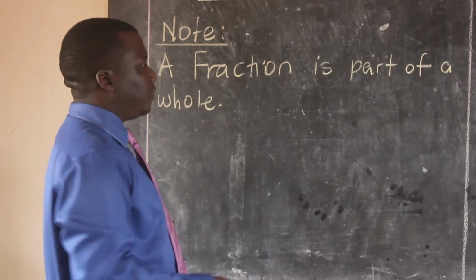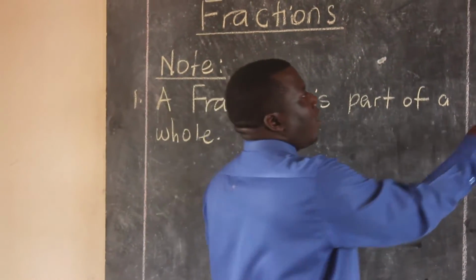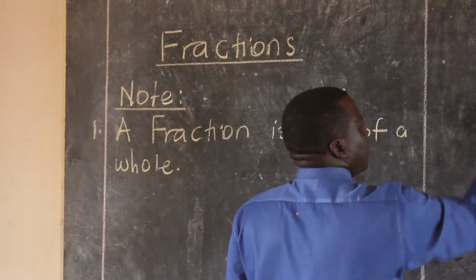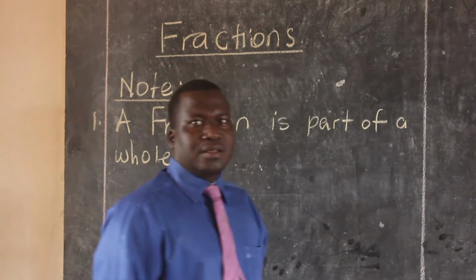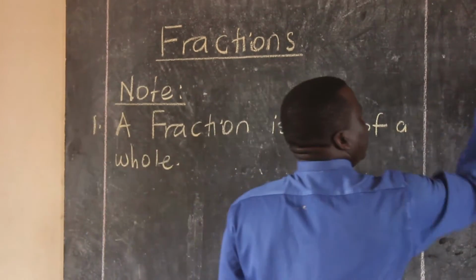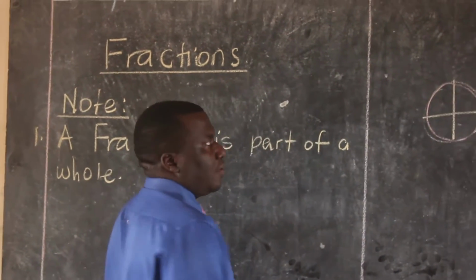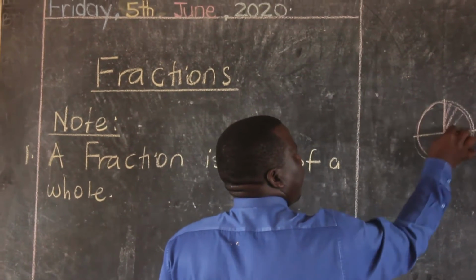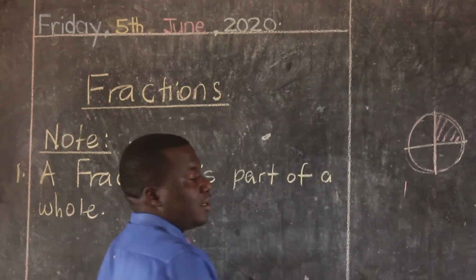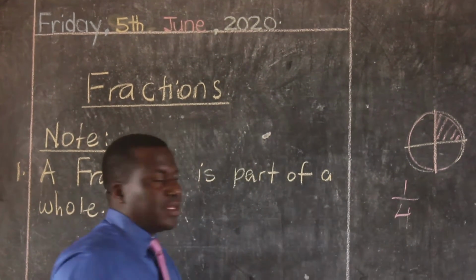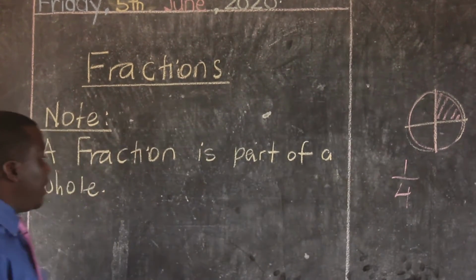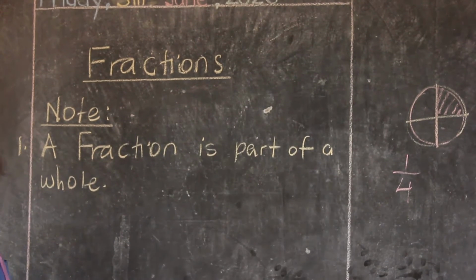For example, if you have an orange and you divide that orange into, like say, 4 parts, you have divided that orange into 4 parts. And if you decide to give away a part, you have given away 1 part out of the 4 parts. So it means you have given out a fraction of the orange. So simply a fraction is part of a whole.